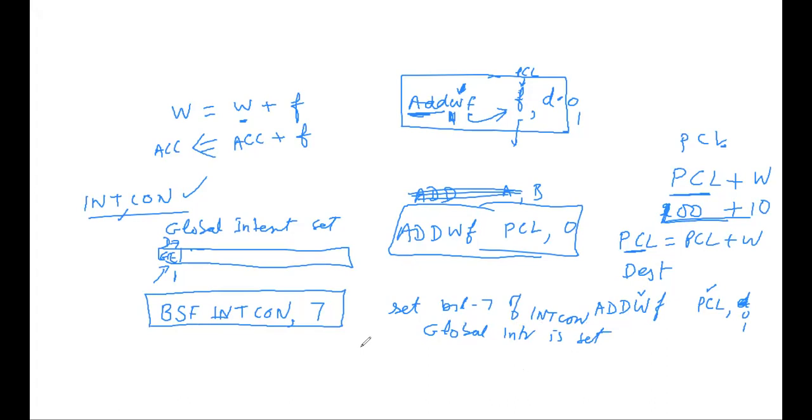And if you do not want a global interrupt, I can write bit clear of the file, and which file? Intcon bit number 7. So your interrupt, global interrupt is disabled. You can disable it. Any doubt at this point?